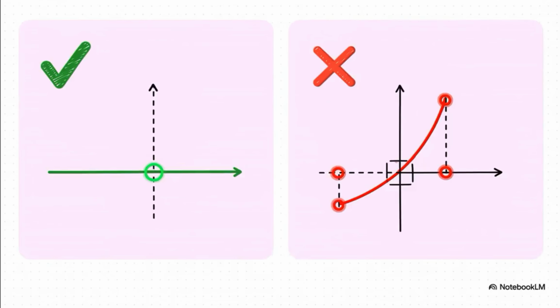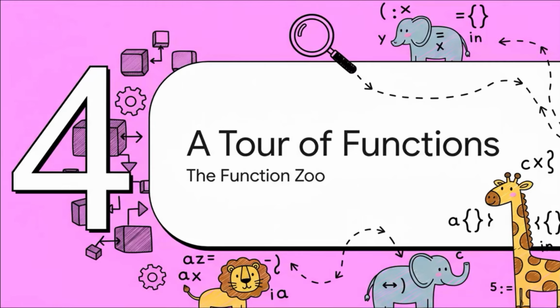And here it is, side by side. The difference is crystal clear. On the left, with that straight line, it doesn't matter where you draw a vertical line, you're only ever going to hit the graph one time. It passes the test with flying colors. But on the right, our sideways parabola fails miserably because a single vertical line can easily hit it in two spots. Simple as that. Okay, you've totally nailed the definition, you've got the test down.